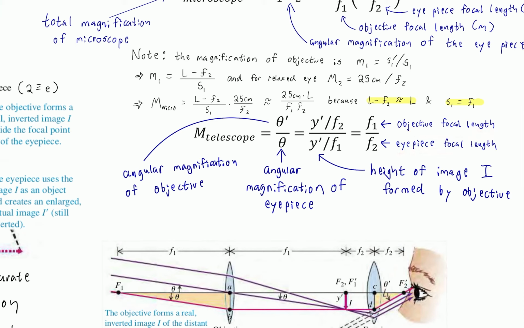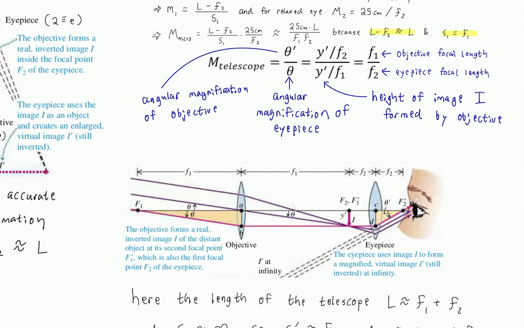So just taking this equation at face value, we can see why we want to have a large value for the objective and a small value for the eyepiece. Because if your objective focal length is say 50 centimeters, and your eyepiece focal length is 1 millimeter, well, 50 centimeters divided by 1 millimeter is 50 divided by 0.1, or 500. That'd be a great magnification, right? So very long objective, very short eyepiece. But where does this equation come from? Why do we have this equation?